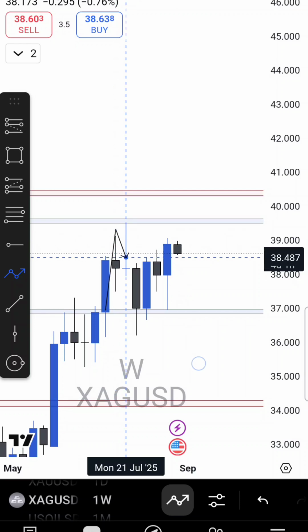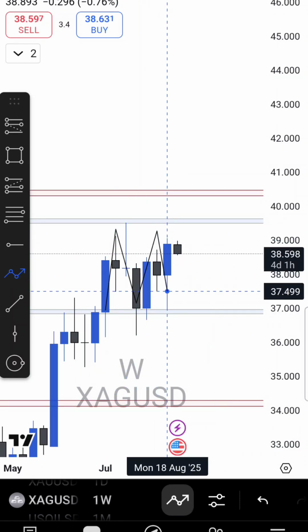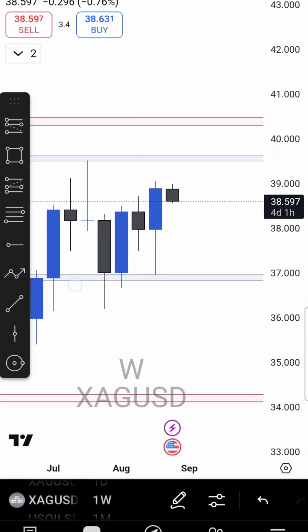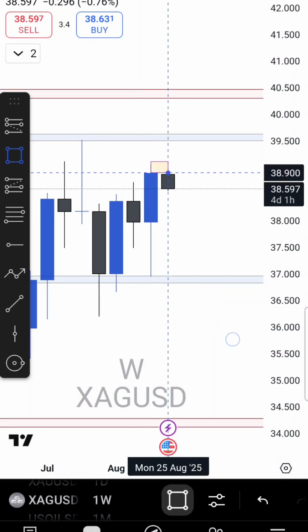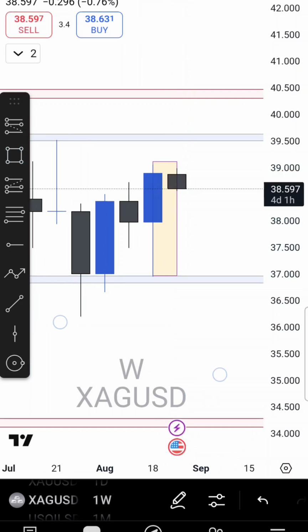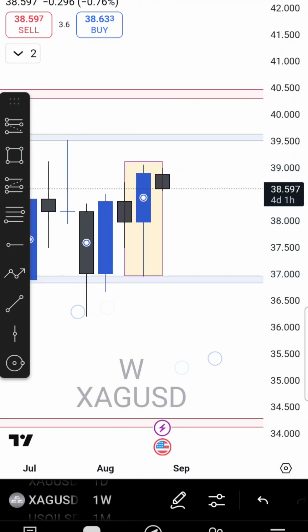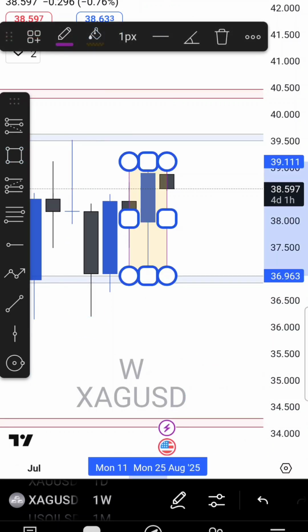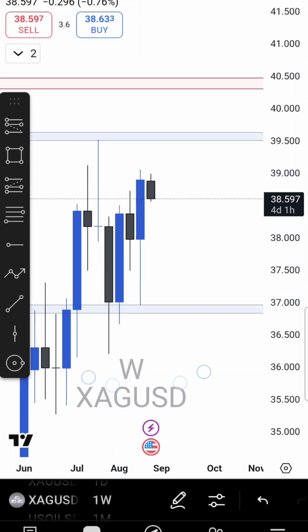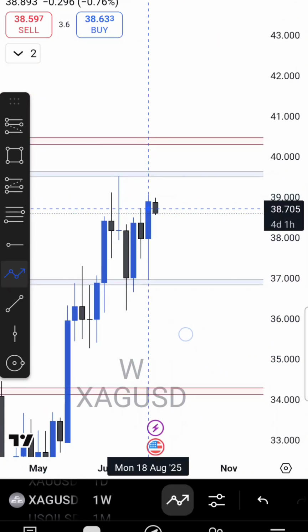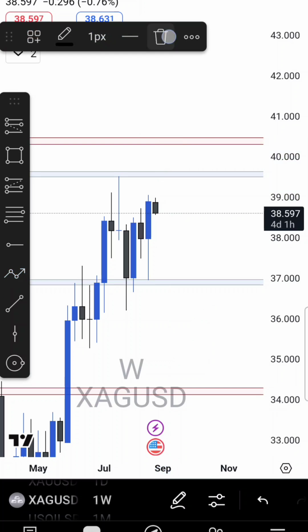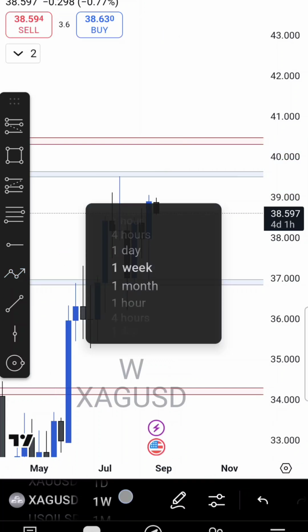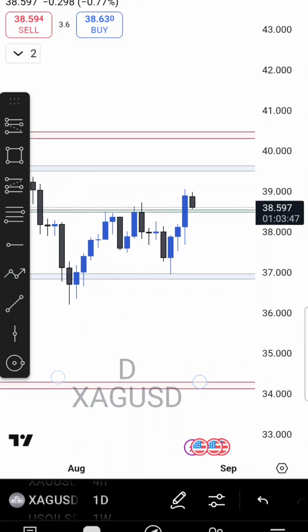Last week silver made a strong bullish pin bar. Silver was very bullish last week, from the weekly lows heading all the way to the next weekly resistance. We are expecting silver to go all the way to the next weekly resistance around 39.5 before eventually heading to our $40 mark that we wanted to go to. So let's scale down to the daily time frame and see what is happening.